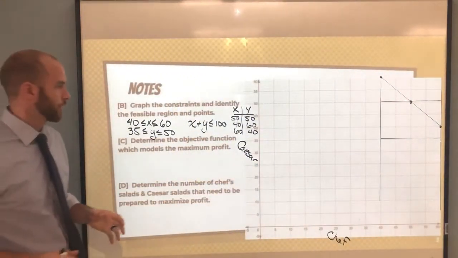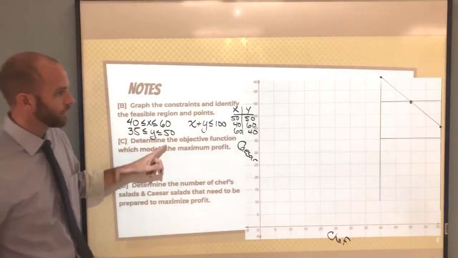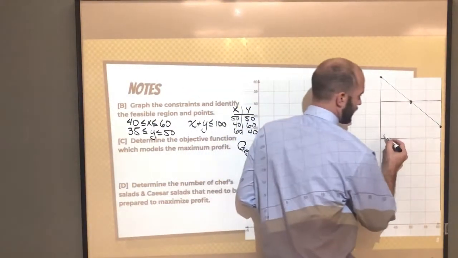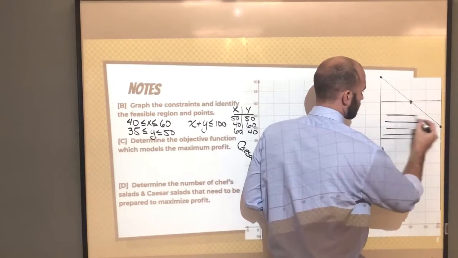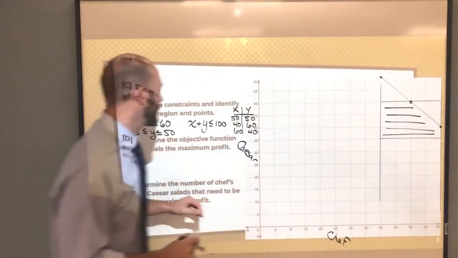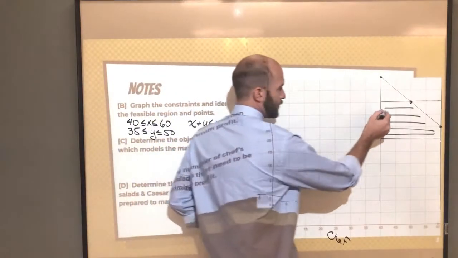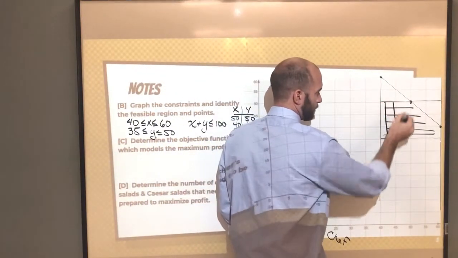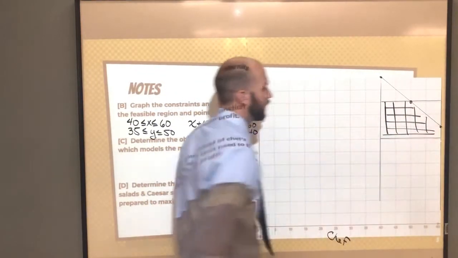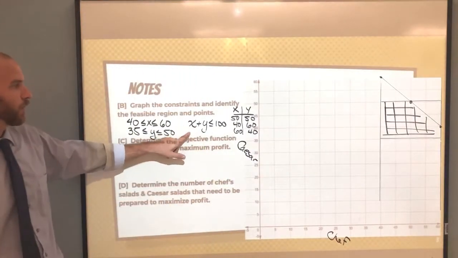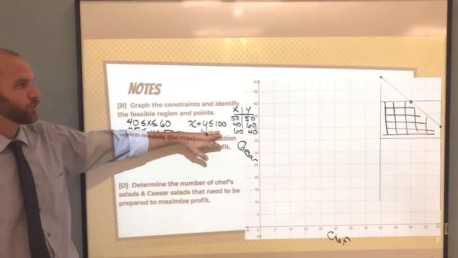Now let's take a look at our inequalities. So X is between 40 and 60. That would be any of these. Y is between 35 and 50. So that would be any of these. And then for this last inequality, X plus Y is less than or equal to 100.